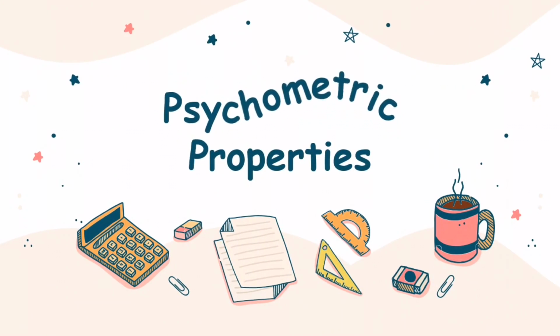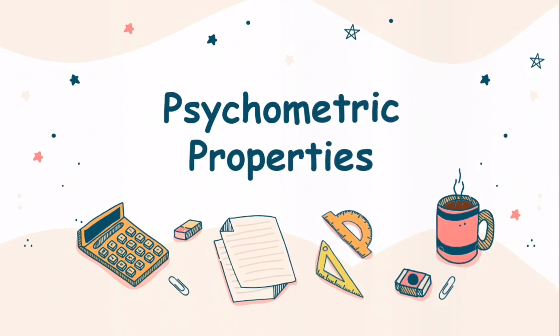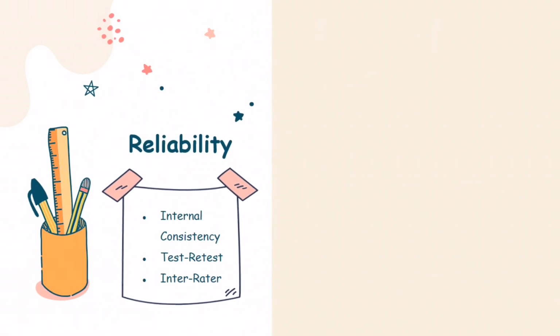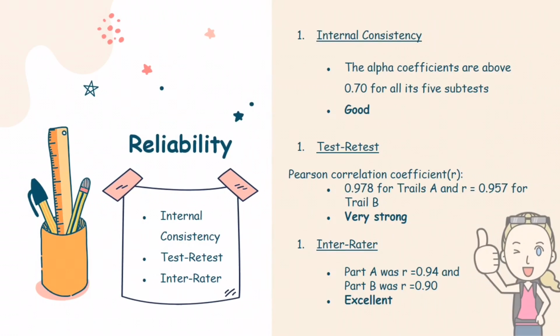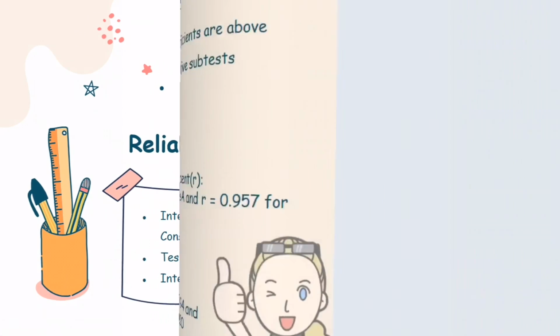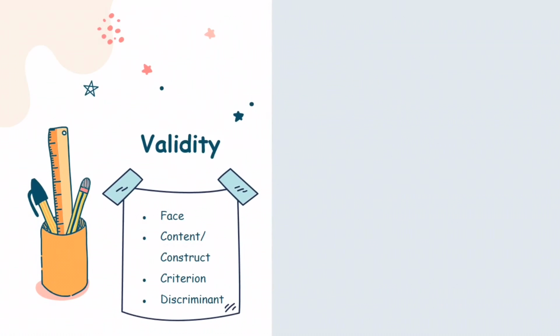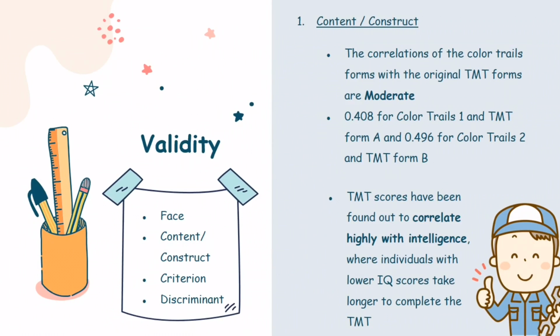The psychometric properties. For the reliability, it shows good internal consistency, very strong test-retest, and excellent inter-rater reliability. For the validity, it shows moderate content or construct validity, and TMT scores have been found to correlate highly with intelligence.